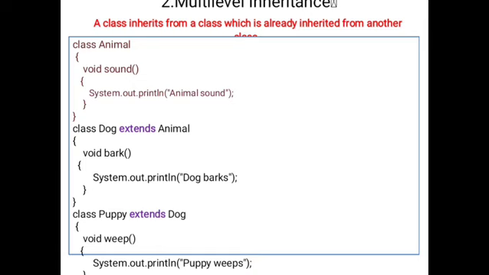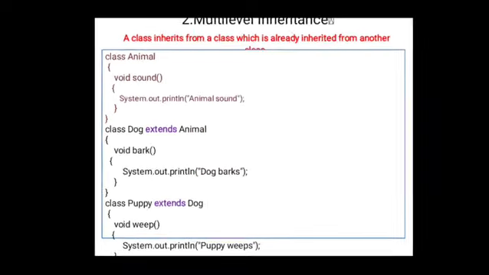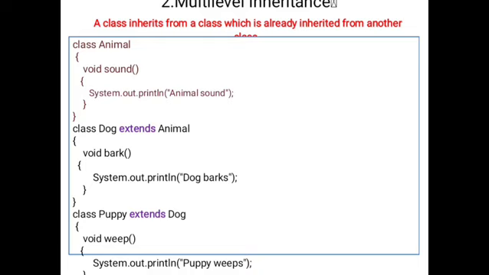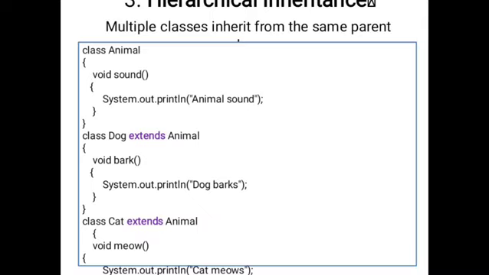Class Puppy extends Dog. So two classes are inherited, and this is multilevel inheritance. Here Animal is the main parent class, another subclass is Dog, and another is Puppy, which is derived by extending the Dog class. That is multilevel inheritance.